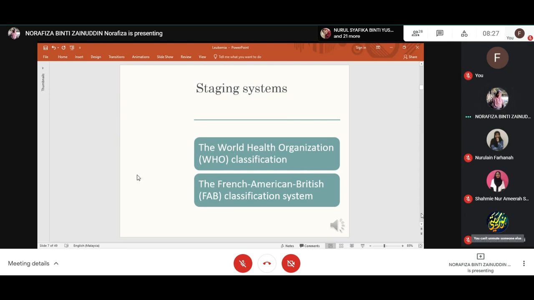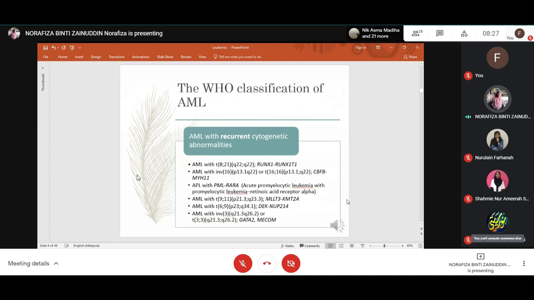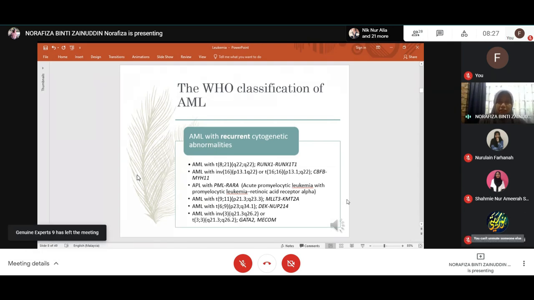Sekejap, saya tukar ni. Okay, this is the WHO classification system of AML. Quite complicated. You don't have to remember all because this one is actually in the textbook. They have published a textbook on this.